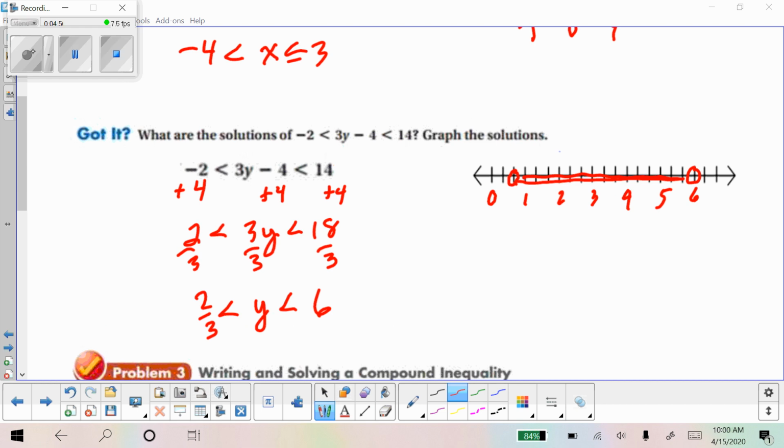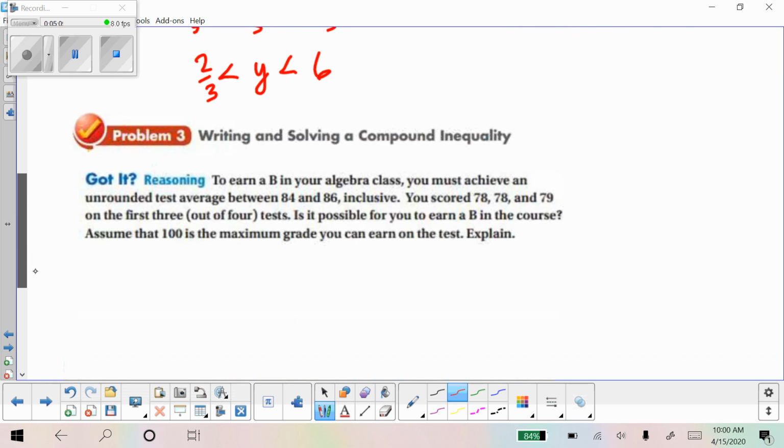So here's what your solution should look like. And notice that I use a scale of 1/3 on my graph to make it easier to graph that. So each little mark is 1/3 there. All right, problem number 3 here.